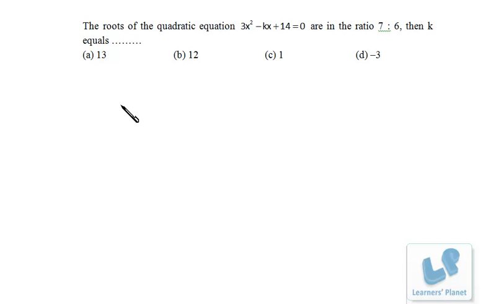Now in this question, the roots of quadratic equation are in the ratio 7:6, then the value of k. So we assume that the roots are 7p and 6p, right? Now what will be the sum of the roots? 7p plus 6p, and sum of the roots is what? Coefficient of x by coefficient of x square in negative. So it's k by 3, right? So k by 3 is what? 7 plus 6, that is 13p.